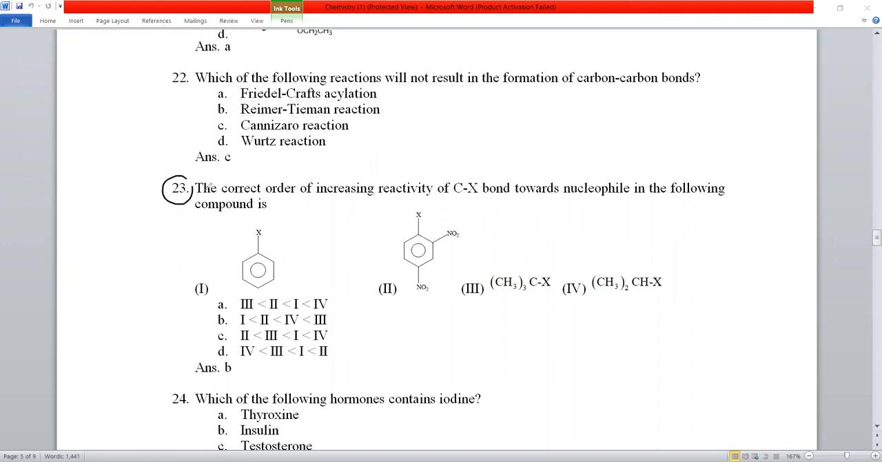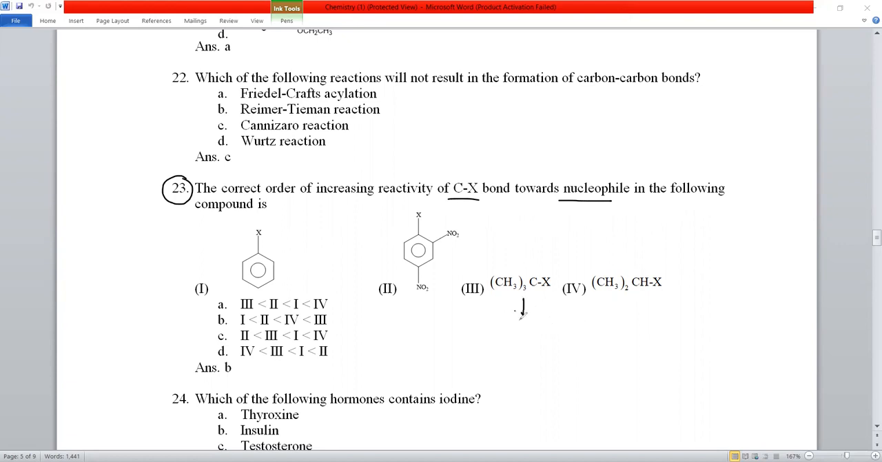Question number 23. The reactivity of alkyl halides towards nucleophilic substitution reaction depends upon the stability of the carbocation.